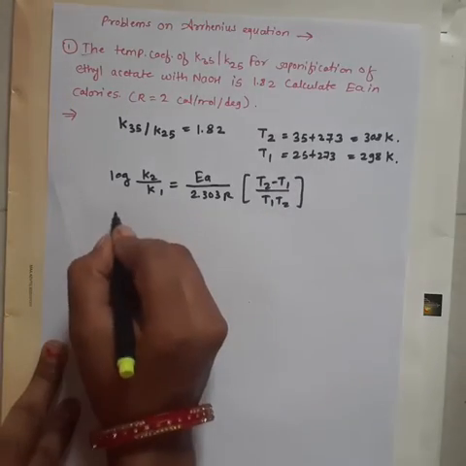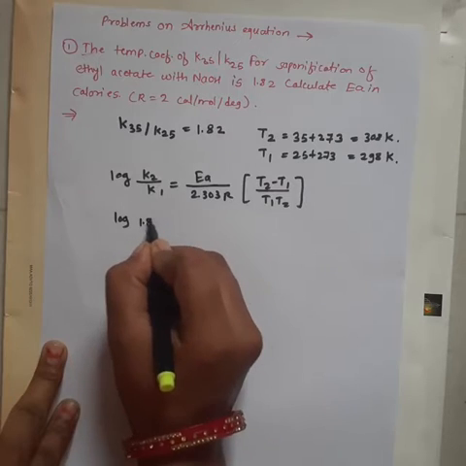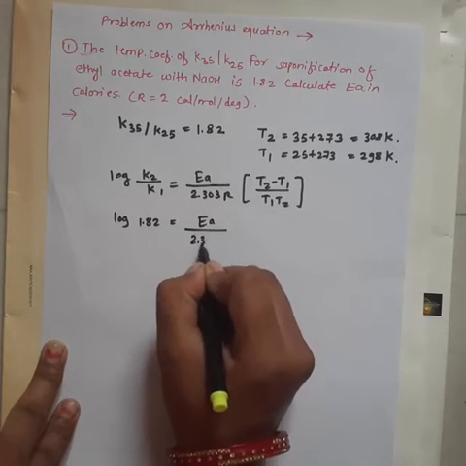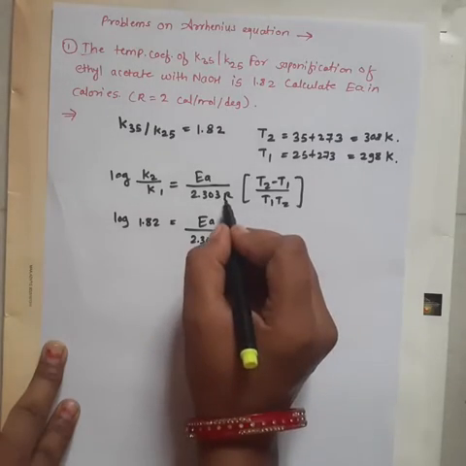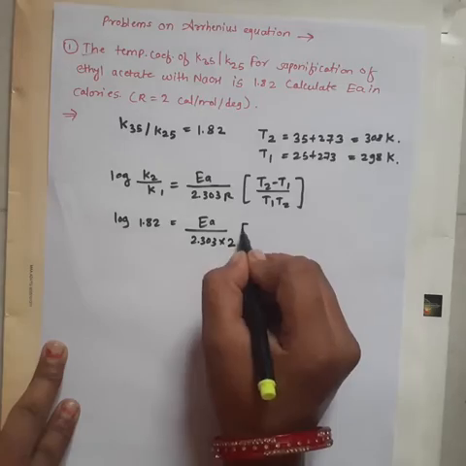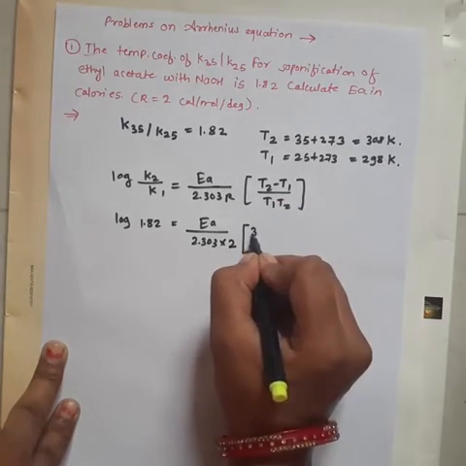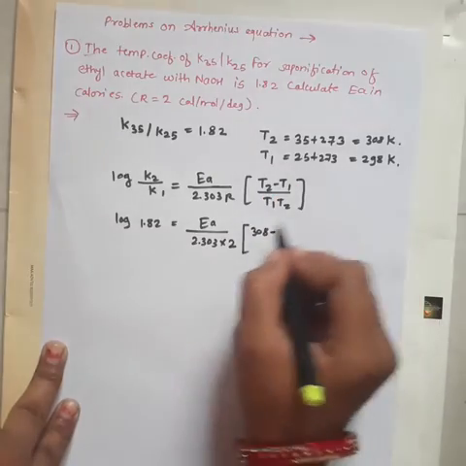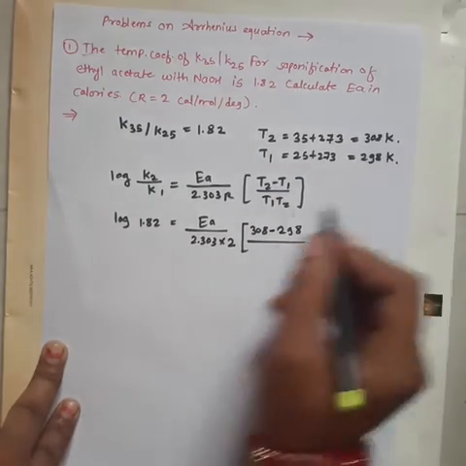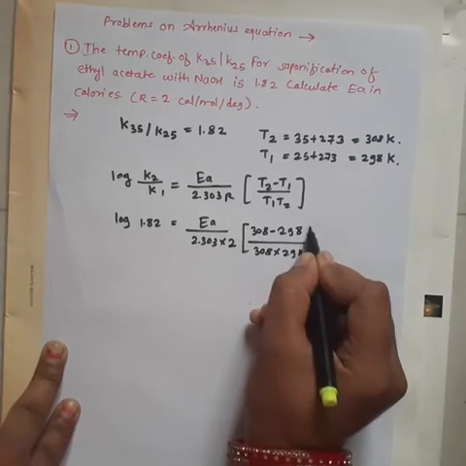These two temperatures T1 and T2 are also given. So therefore put the values. Log of K2 upon K1, that is log 1.82, is equal to EA upon 2.303 into R. What is the value of R? R value is 2, into bracket T2. What is T2? T2 is the higher temperature, that is 308, minus T1. T1 is 298, divided by T1 into T2, that is 308 into 298.